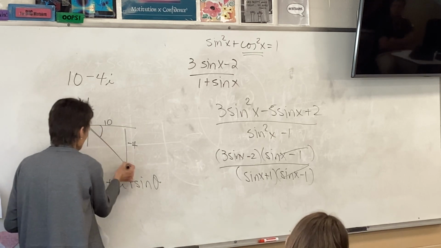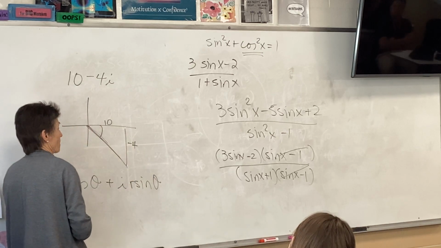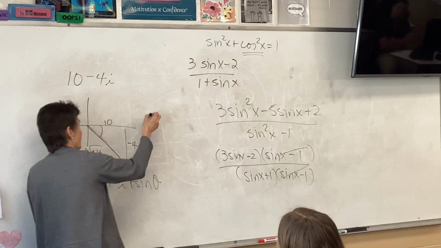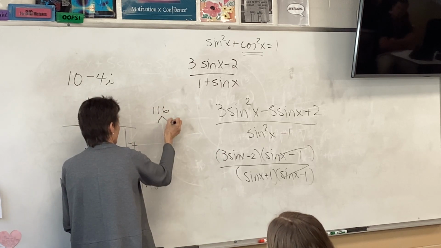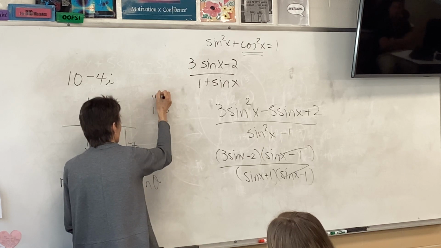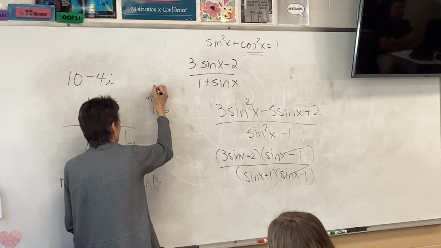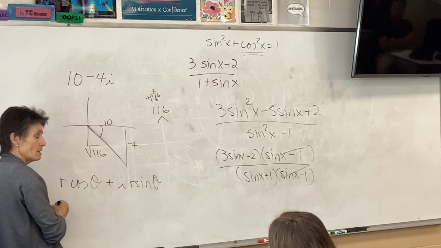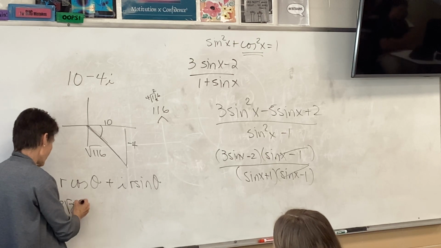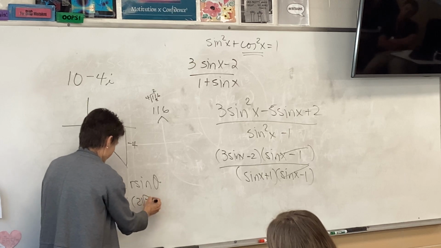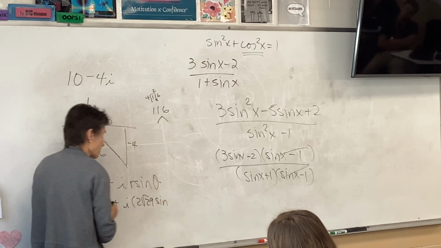So here's r. What's r? Square root of 10 squared plus 4 squared, square root of 116. Does that break down? It divides by 4. 29, so 2 root 29. Is that what you said? Yeah. So r is 2 root 29. And now I need theta.